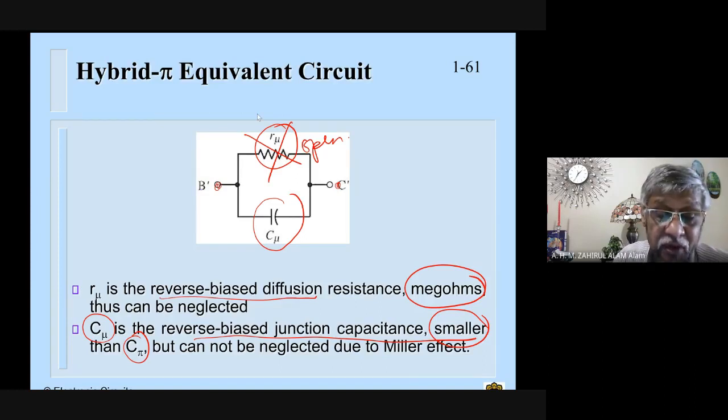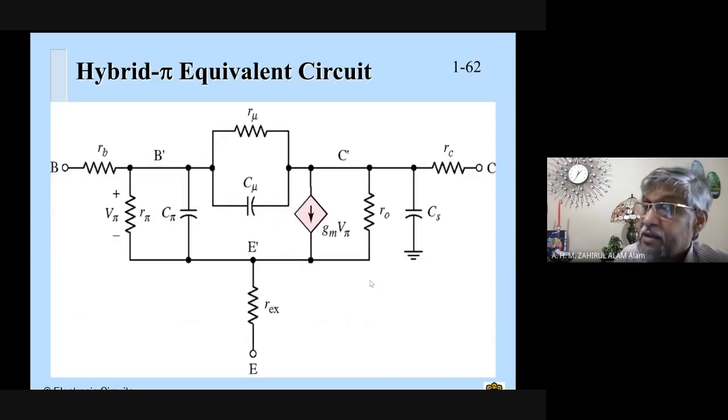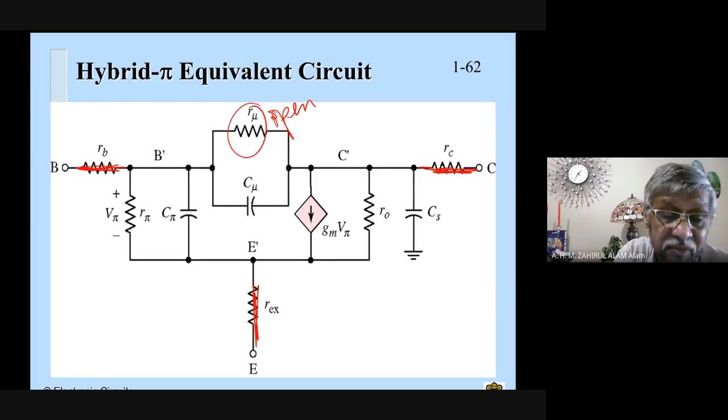Now if you combine all the circuit, this is the high frequency equivalent circuit for the transistor. This circuit is very complicated to analyze. Therefore, we make this short, this short, this short, and we make this open, because this is reverse bias.